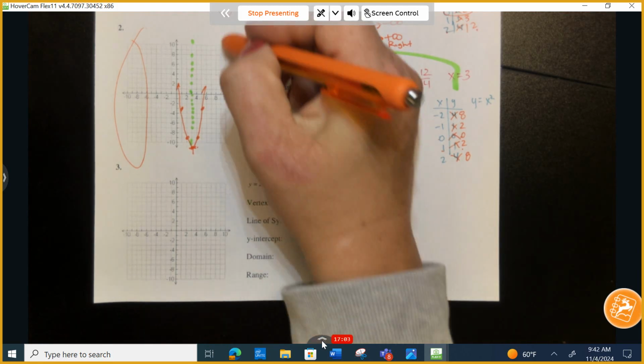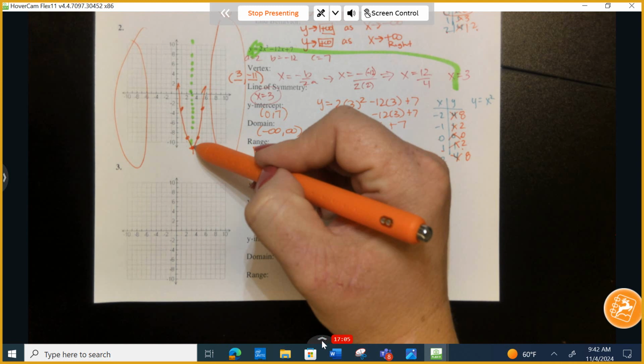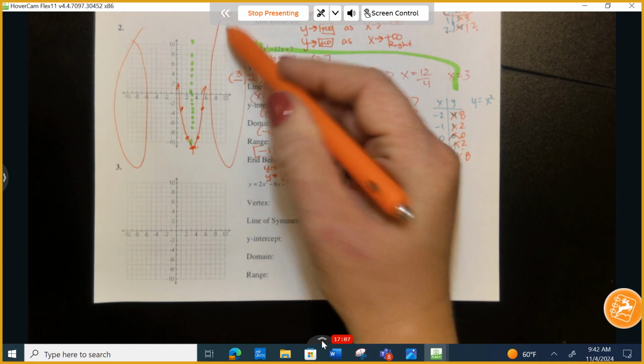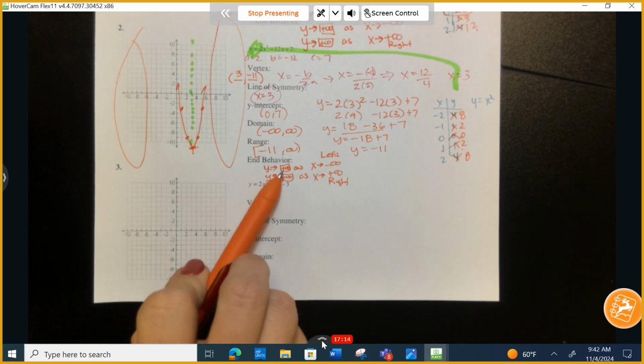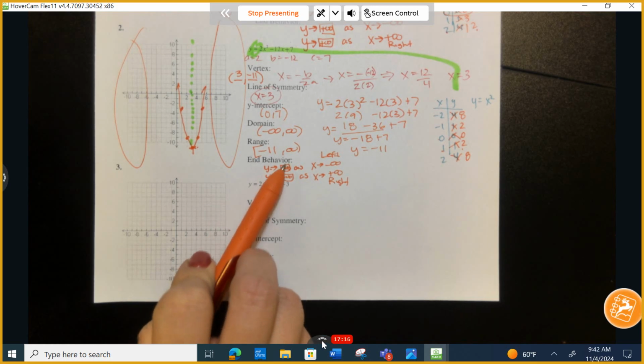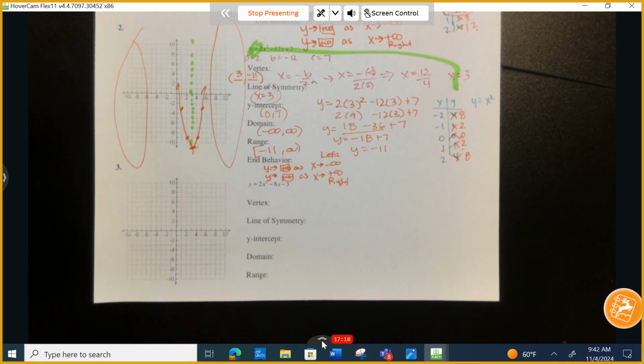Now let's identify the end behavior on the far right. As it goes into this oval, it is also headed up, positive infinity. What you're going to notice about quadratic functions is these will always be the same. They're both going to be positive, or they're both going to be negative.